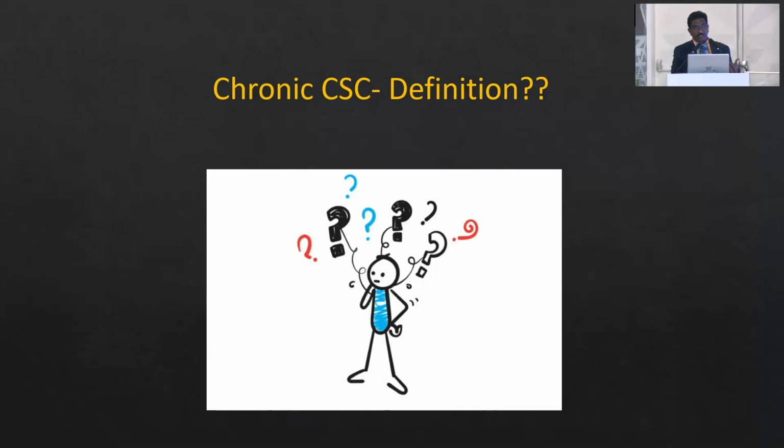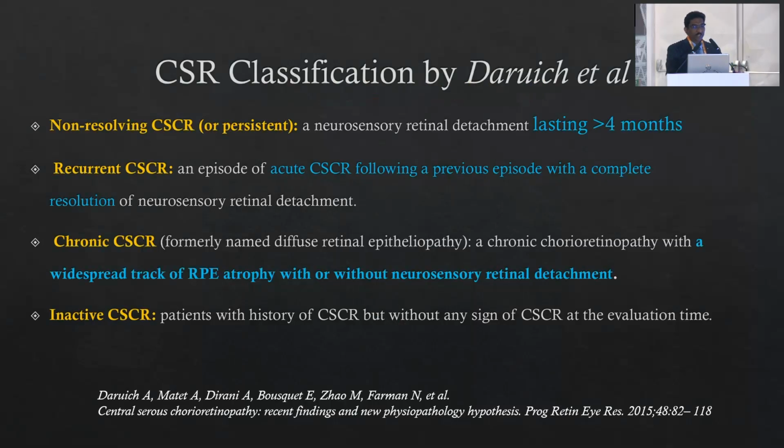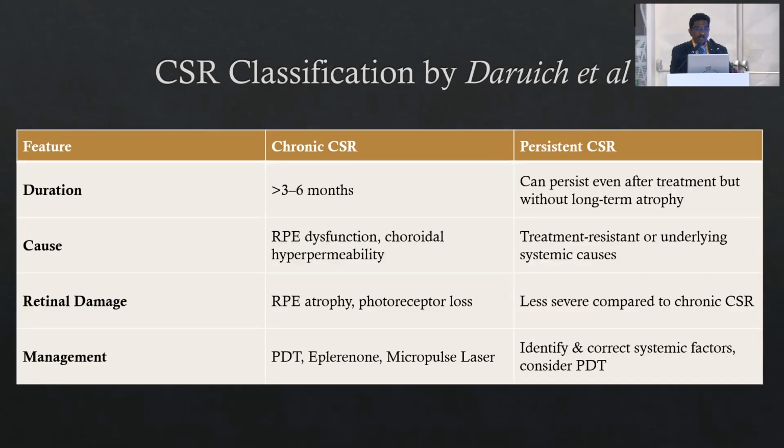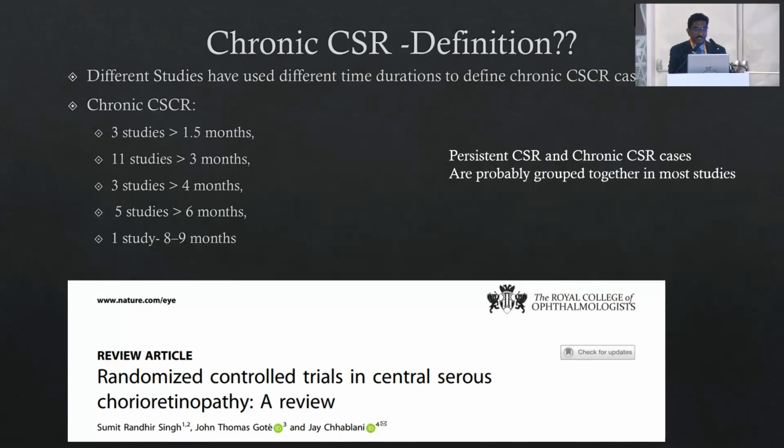Actually, it's very confusing. If you go by this classification, they are classified as non-resolving CSR, recurrent CSR, chronic CSR, and inactive CSR. Non-resolving or persistent CSR is classified as something that is lasting more than 4 months. And between chronic CSR and persistent CSR, again, they have made a differentiation. Chronic CSR is only when you have a widespread RPE atrophy or with neurosensory retinal detachment. So they have made a classification between chronic and persistent according to this study.